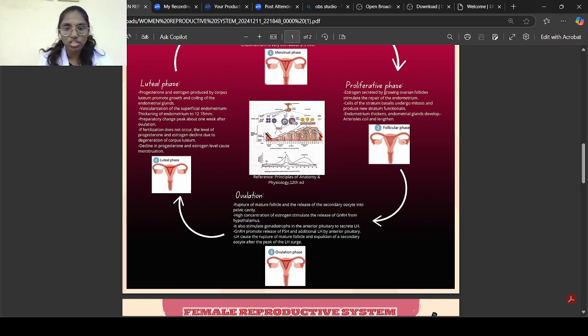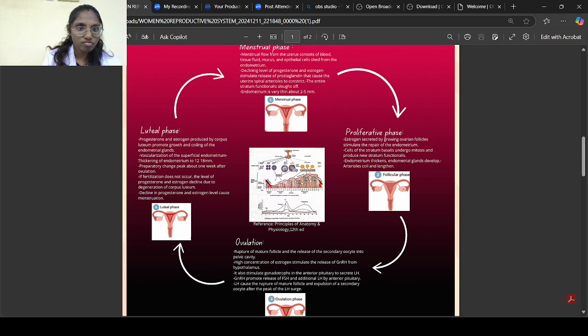LH causes the rupture of the mature follicle and expulsion of the secondary oocyte after the peak of the LH surge. And then we also have the luteal phase. During the luteal phase, progesterone and estrogen produced by the corpus luteum promote growth and coiling of the endometrial glands.